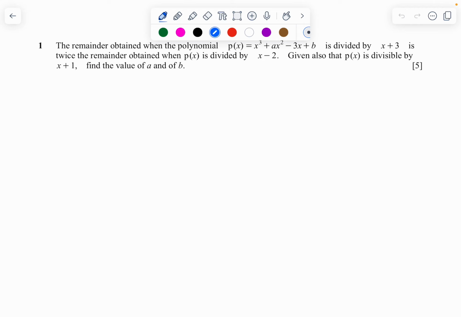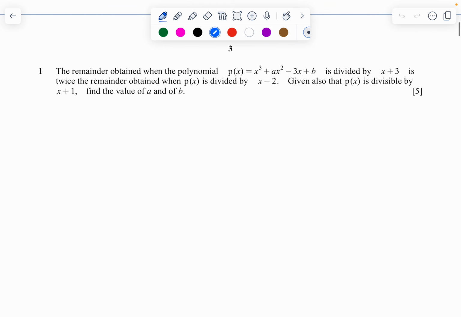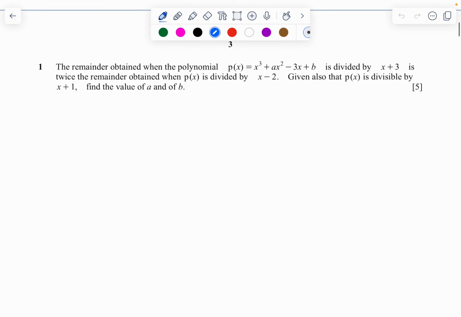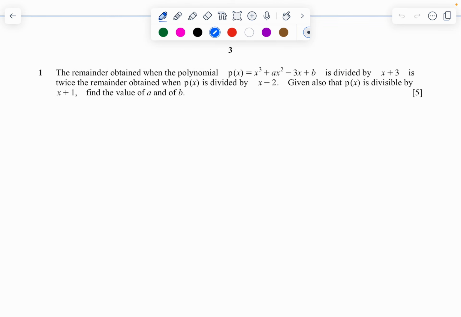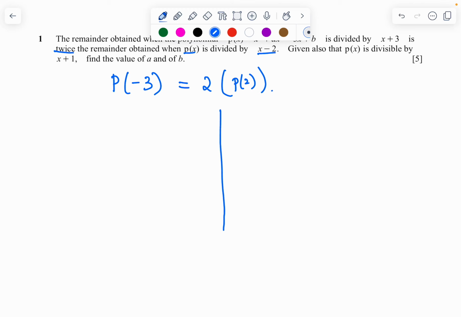Okay, so let's start from question number 1. The remainder obtained when the polynomial p of x, which is x cubed plus ax squared minus 3x plus b, is divided by x plus 3 is twice the remainder obtained when p of x is divided by x minus 2. So first let us write p of negative 3 is twice it. Which means if we want to equate them, it must be 2 times p of 2. Make sense? So we need to make it into 2 equations and find the values of a and b.